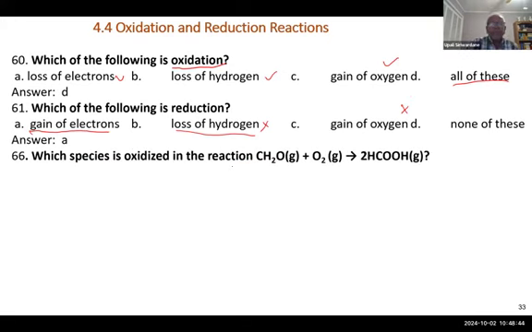Which of the species in the covalent compound combustion of formaldehyde is oxidized? Which species? One that combined with oxygen, this has more oxygen, gain of oxygen. This is the one that is oxidized. Oxidizing agent is oxygen. Species oxidizes formaldehyde.